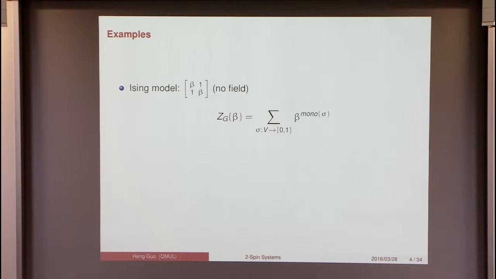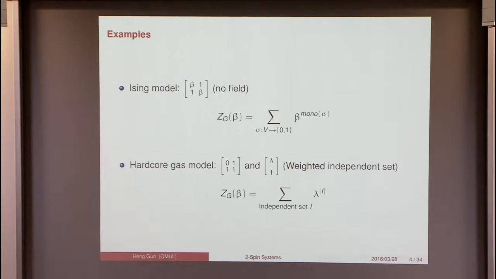Here are some well-known systems, such as the Ising model we have seen in the first slide. We get beta 1, 1 beta, and this is a no-field case, so we have no vertex field, and we just get this weight. Also there's the so-called hard-core gas model, which we have seen in the last talk, which is basically weighted independent sets. Now the interaction matrix is 0, 1, 1, 1, which means if the two endpoints are both assigned 0, then it's not allowed. So 0 encodes the occupied vertices, and we have vertex weight lambda. Each occupied vertex contributes a weight of lambda. The partition function is a sum over all independent sets of their weights. We sum over independent sets because if it's not an independent set, then this edge interaction will give the weight 0.